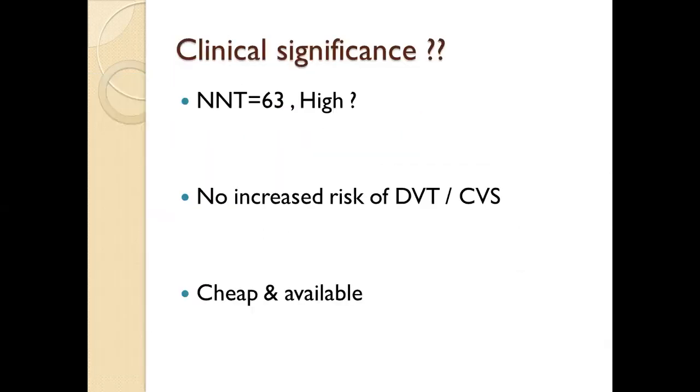So in summary, we have a number needed to treat of 63, which is a little bit high, but we are speaking about mortality. There is no risks of the drug. There is no increased risk of either deep venous thrombosis and thromboembolism or cerebrovascular stroke, arterial thrombosis, and this drug is available and is cheap. So how am I going to translate this into my practice? In each patient that's presented with trauma and bleeding, during taking the vital data, you might consider giving him the tranexamic acid injection to reduce mortality.